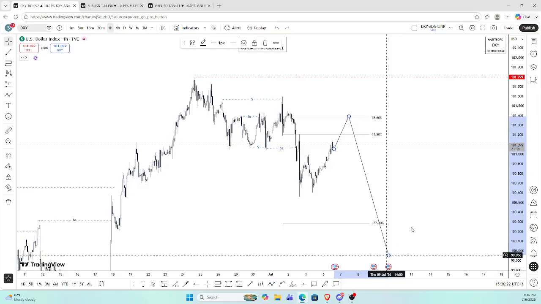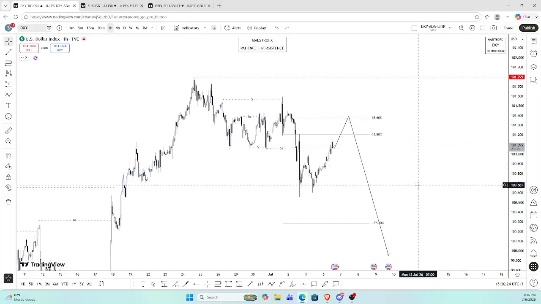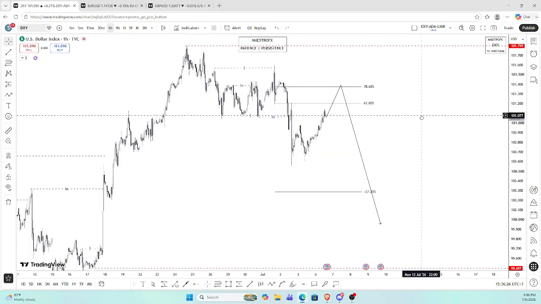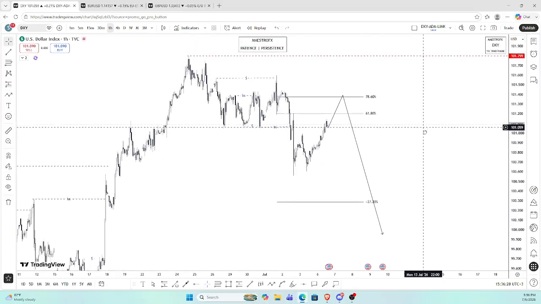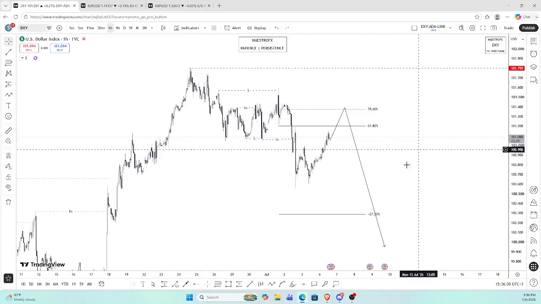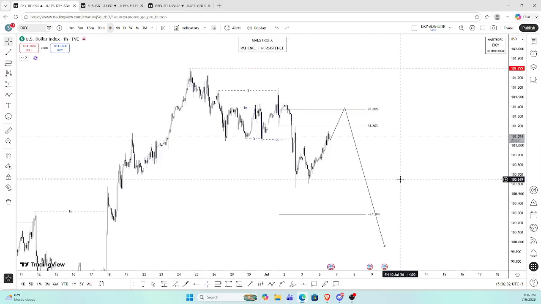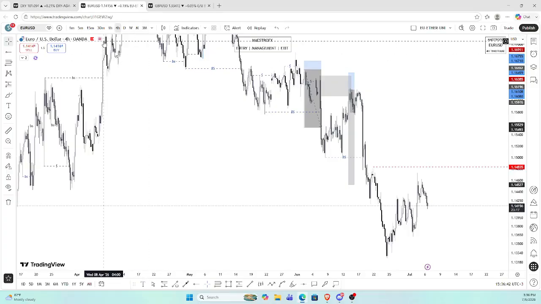And yes, let's see what the markets will do. As usual, we don't dictate what the market will do in these markets, okay? Only follow the markets and let the markets do what they do. Yes, and that's my analysis on dollar index. Moving forward to euro dollar.